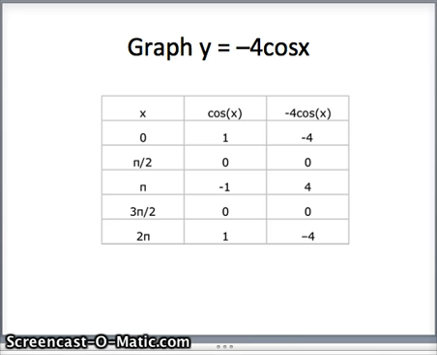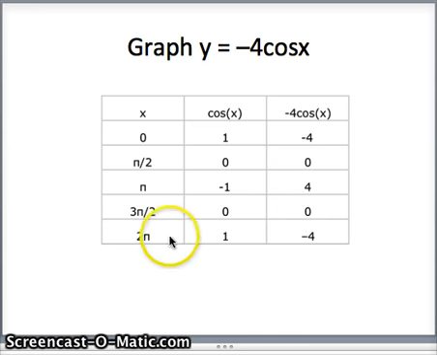Our next example is negative 4 times cosine x. So all we do is we multiply all of the cos x values by negative 4. So cos of 0 is 1. Multiply that by negative 4 gives me negative 4. 0 times 0 is 0, no change there. Cos of pi is negative 1, but negative 4 times negative 1 is positive 4.